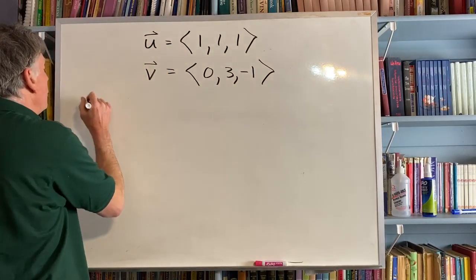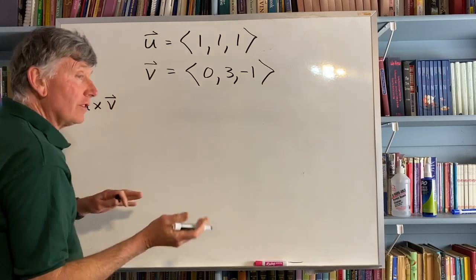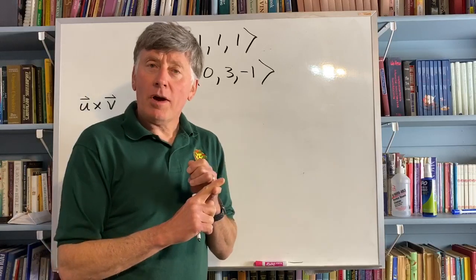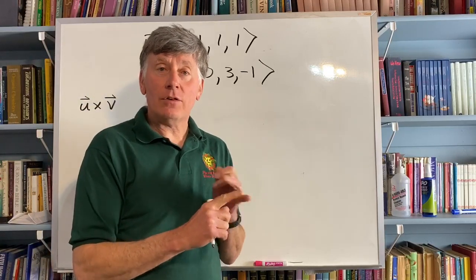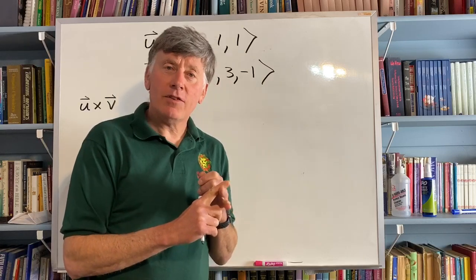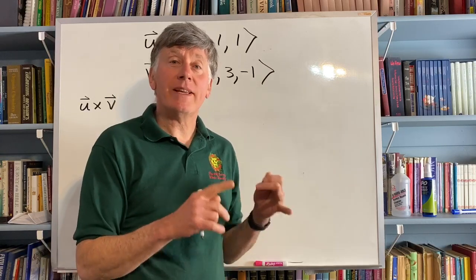So u cross v is going to give me a third vector. Remember, cross product gives us vectors. We get a third vector as an answer. Dot product gives us numbers. We don't get a vector when we do a dot product. We get a number.